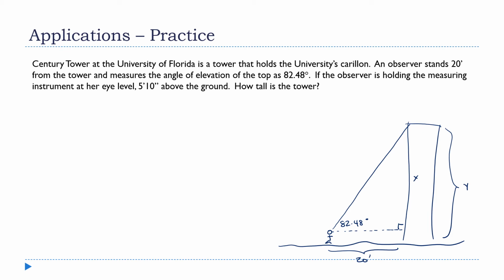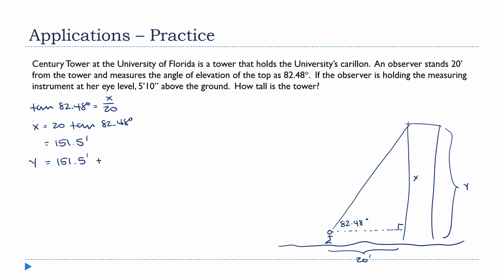So let's see. What do I know here? I know x and that 20 feet. So tangent 82.48 degrees equals x over 20. X is 20 tangent 82.48 degrees, which my calculator says is 151.5 feet. Then to get y, I'm going to take 151.5 feet and add her 5 foot 10 inches.